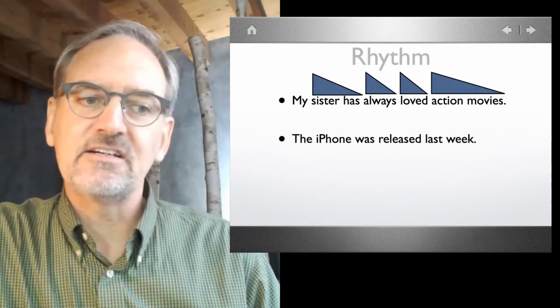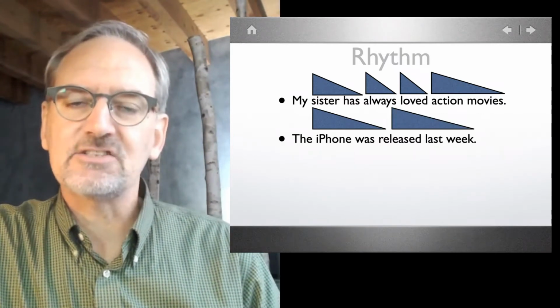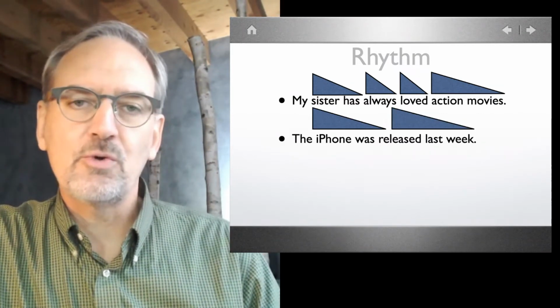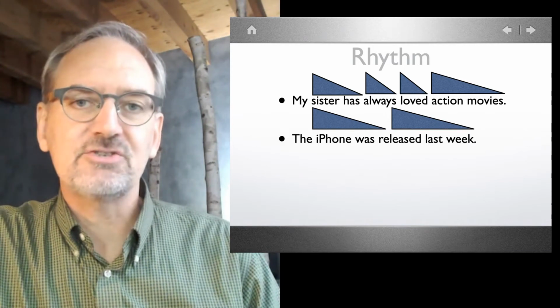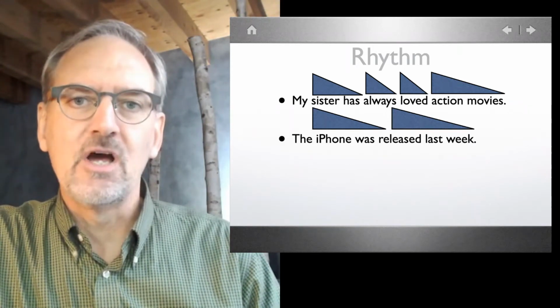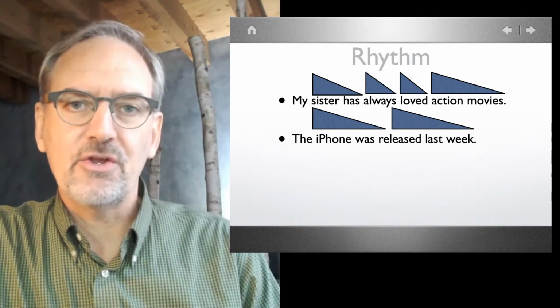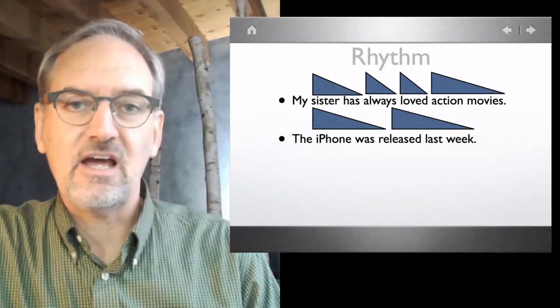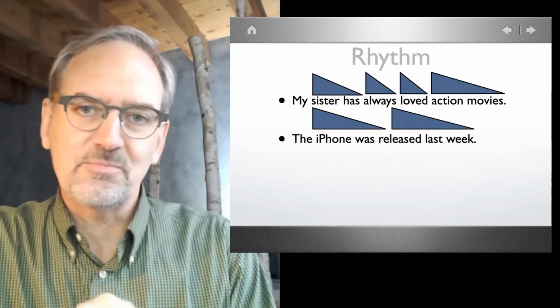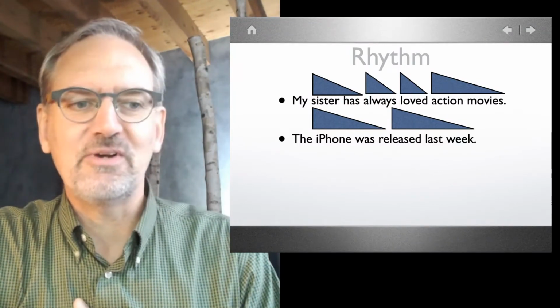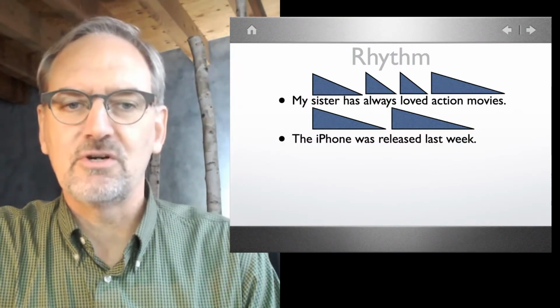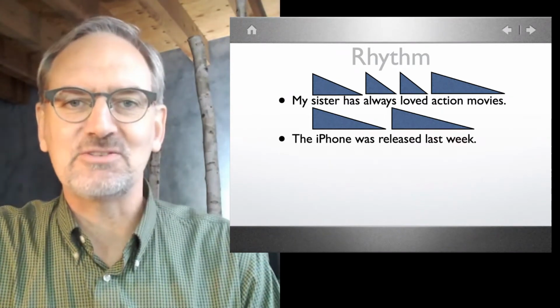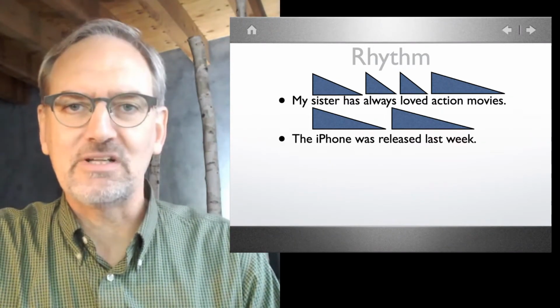In a sentence like, "The iPhone was released last week." The word "released" has stress on the second syllable. "Released." The "r" is an unstressed syllable, and as a result, it kind of joins the previous foot. Right? "The iPhone was released last week."